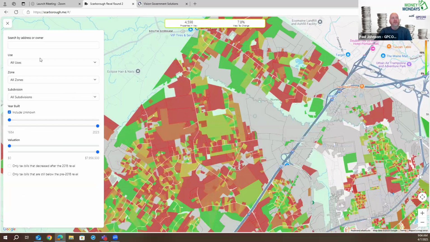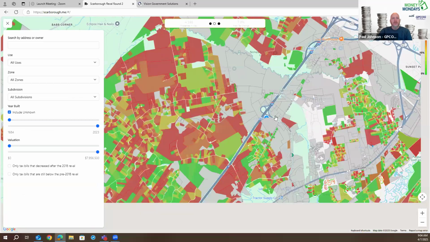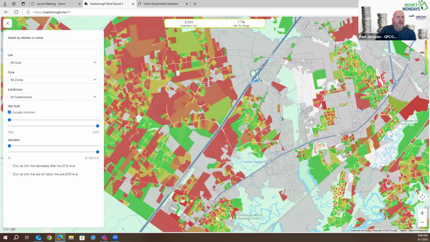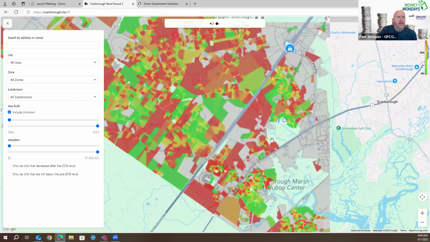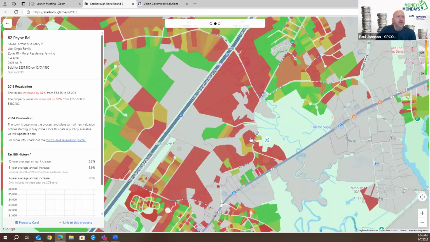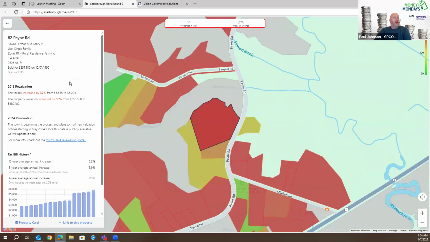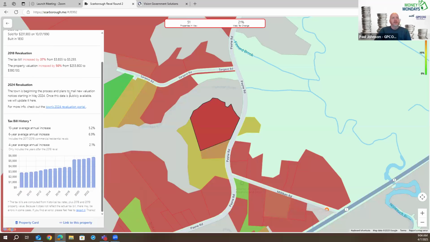And then you could also do some fun filters here, right? You could do it by certain years built or valuations. You could look at taxes that just increased, taxes that just decreased. And I'll just click one more here. Let's look at, I don't know, this property off Payne Road. And this just gives you another example of a property in Scarborough.